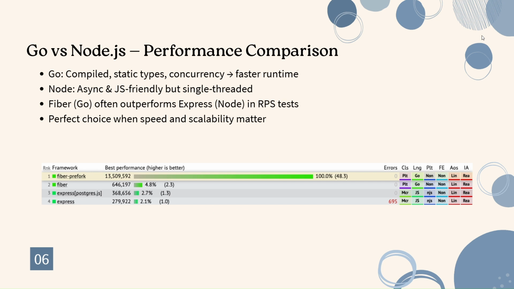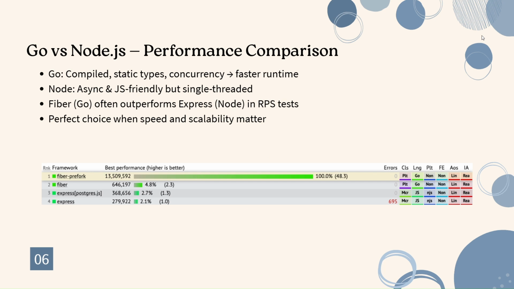At the top we have Fiber Prefork hitting over 13 million requests per second. Even the standard Fiber version handles around 646,000 requests per second, while Express manages only about 280,000. That's a difference of almost 4 to 5 times. And it's all thanks to how Go is built.